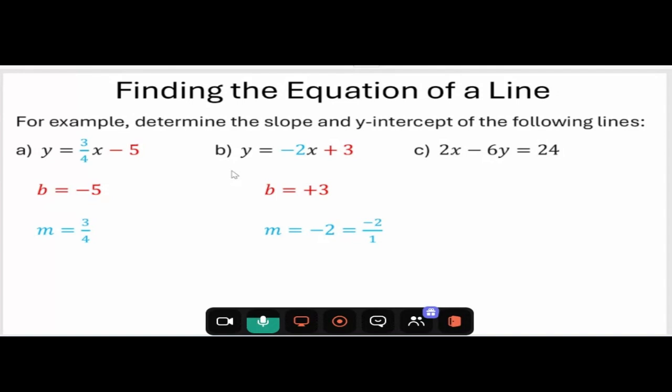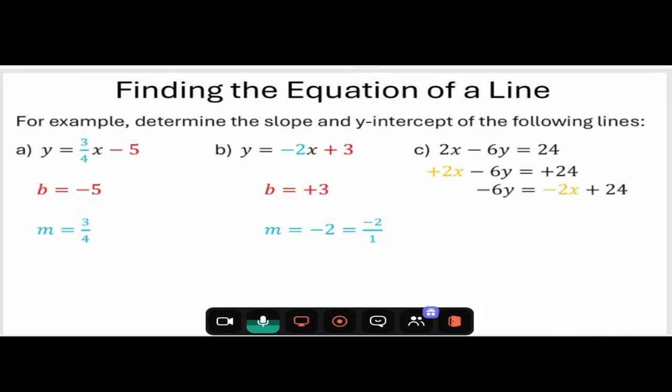Last one, is y isolated? No, it's not. It's very common for people to say the y-intercept is 24 and the slope is 2 on this one, because that follows the other pattern, but remember that pattern only works if the y is isolated. So I remember that the 2x and the 24 both have a plus in front of them, even if I don't bother to write it.